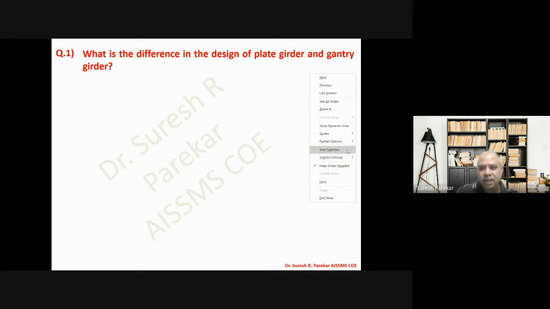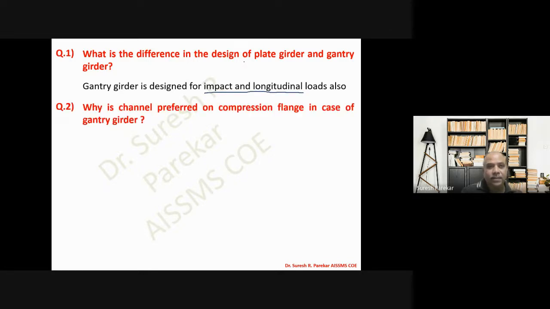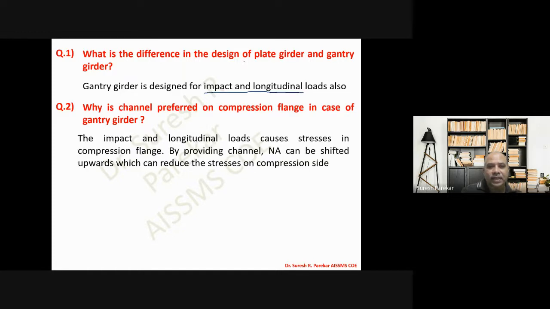So, in gantry girder, we are going to consider two loads which are other than plate girder. So these two loads we have, that is impact and longitudinal load. These two loads which we are not going to consider in welded plate girder, we have to consider in gantry girder.